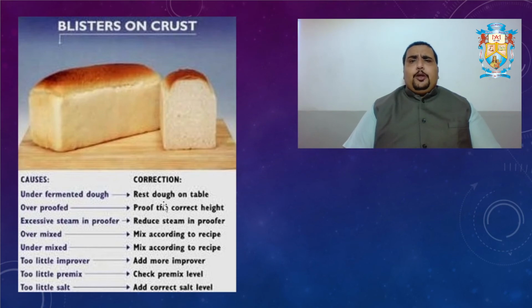Then excessive steam in the proofer. Now, during the proofing process, if there is more steam, there are chances of the exterior looking very soggy, and once it is baked, this sogginess turns into bubbles. This can cause blisters on the bread.